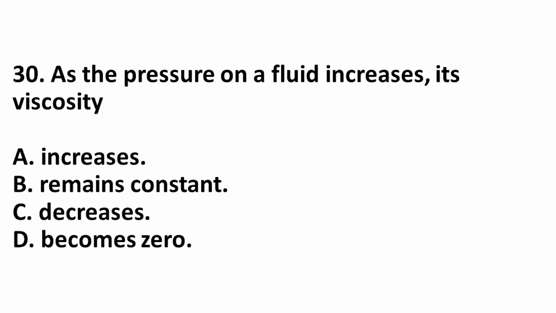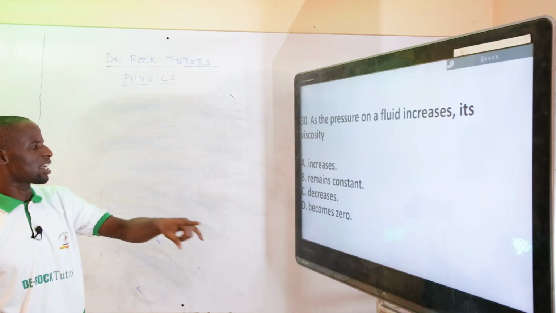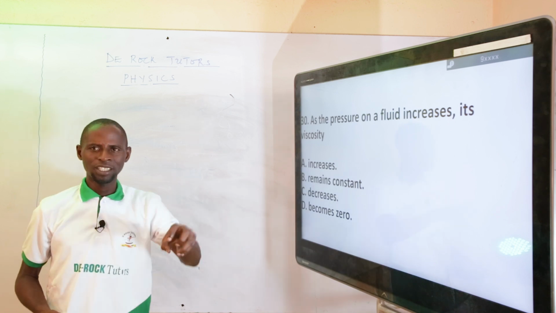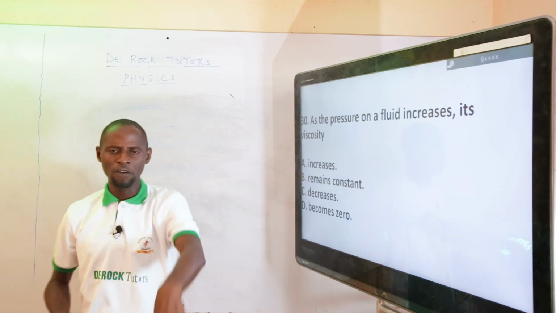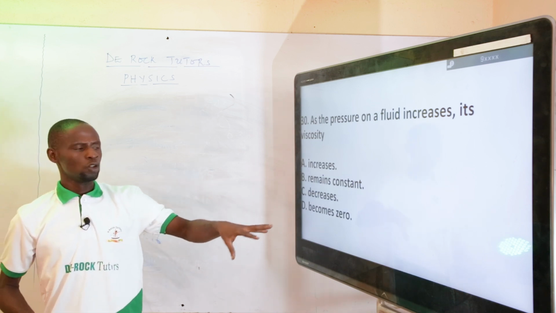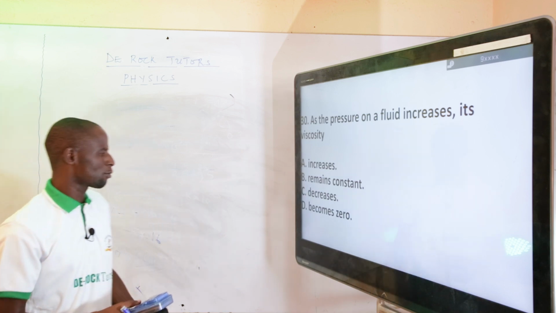As the pressure of a fluid increases, its viscosity: A, increases, B, remains constant, C, decreases, D, becomes 0. The answer is C, it is going to decrease. When you increase the pressure of a fluid, the ability of that fluid to be a viscous liquid will decrease. So the viscosity will decrease. The correct option is option C.